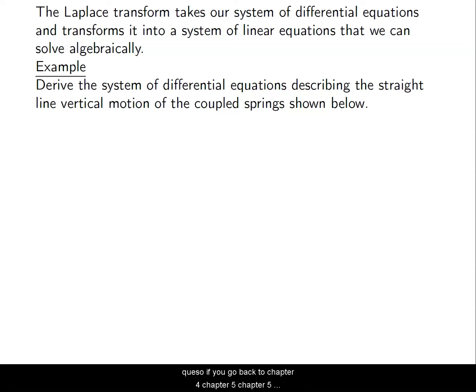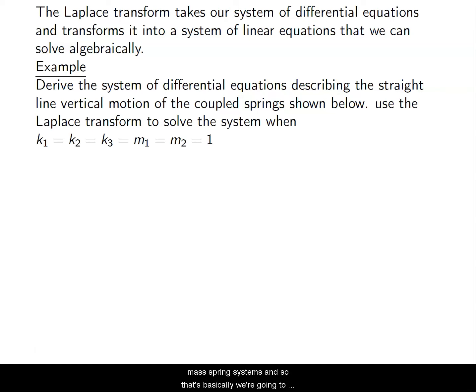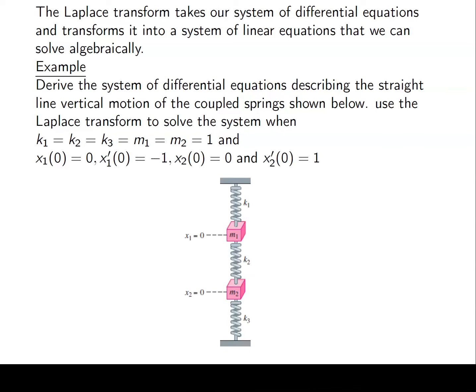Okay, so if you go back to chapter 5, where we talk about higher order differential equations, we had some stuff with spring constants and mass spring systems. And so that's basically what we're going to do. We're going to have a mass spring system. Normally we started off, I believe, with a single mass spring system. Maybe there was a couple of coupled springs, which is 2 springs and 2 masses, but now we have 3 springs and they're bounded on both ends, right?